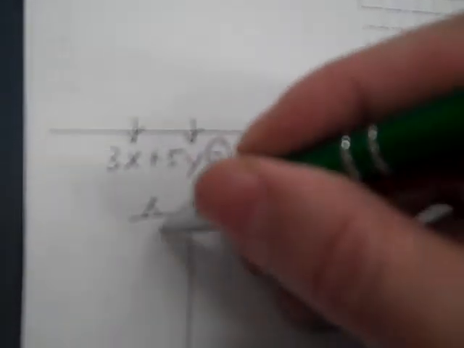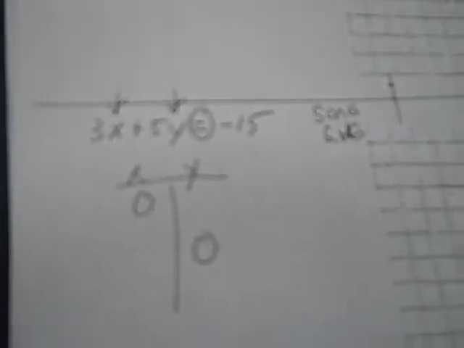Okay, next one. We have x and we have y. Again, they're on the same side. So I have both variables on the same side. So we're going to set up this double zero chart. Okay?